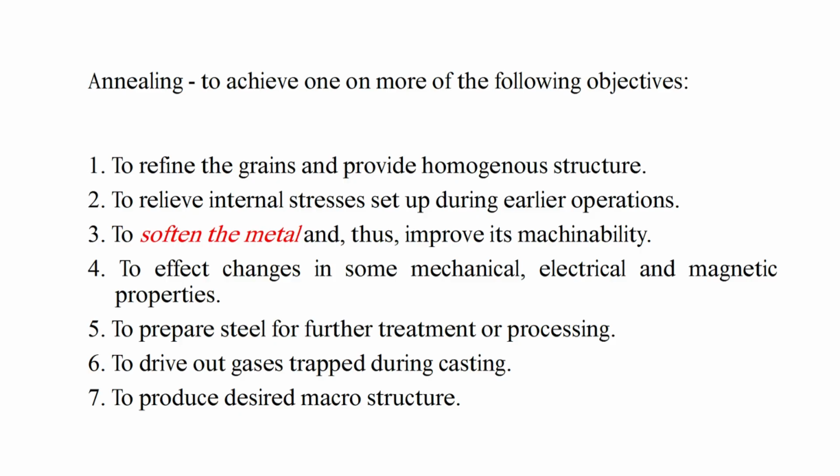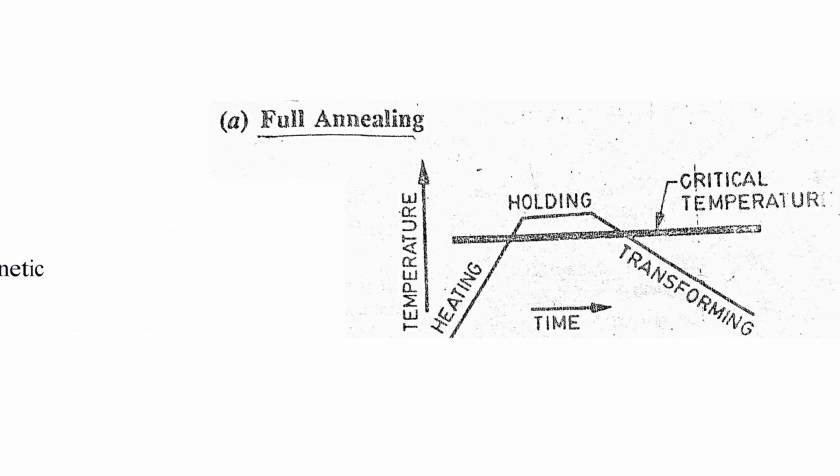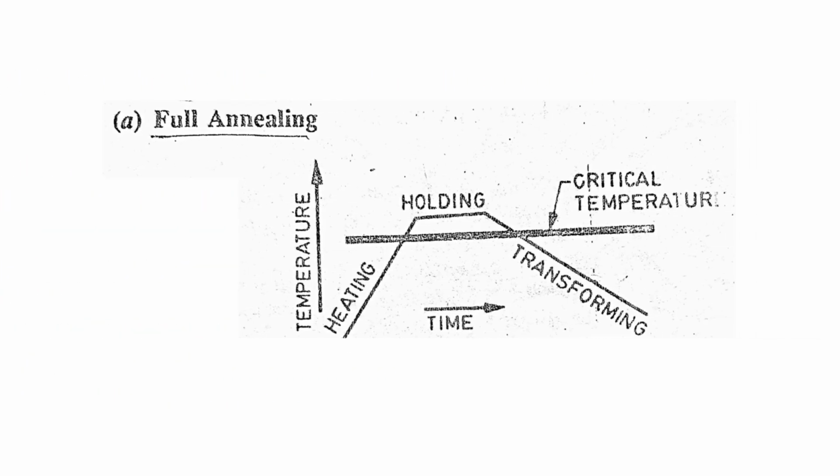4. To effect changes in some mechanical, electrical, and magnetic properties. 5. To prepare steel for further treatment or processing. 6. To drive out gases trapped during casting. And 7. To produce a desired macrostructure. Let's discuss the first type, full annealing.